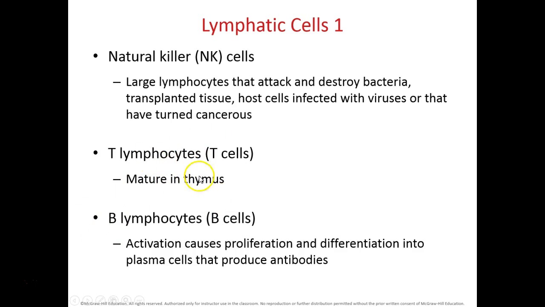T lymphocytes or T cells, these are immune cells that mature in the thymus, and we'll talk more about those shortly. B lymphocytes, these are B cells. These activate and cause the proliferation, which means dividing, and differentiation into plasma cells that produce antibodies. So these are cells that make the antibodies, so they are immune cells as well.